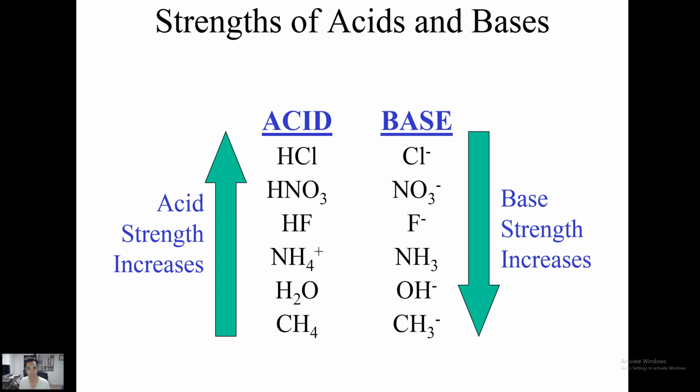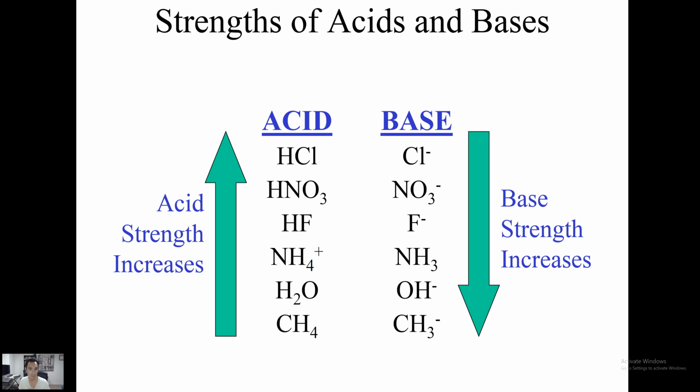So here's the strength of the acid. On the top end, the top dog, as I call it, is hydrochloric acid, the same stuff found in your stomach. Moving down the row, we have nitric acid, HNO3, hydrofluoric acid. We have NH4, we have H2O, water, and then methane CH4, which is kind of interesting because normally you wouldn't think of CH4 as an acid, but yes, it is.